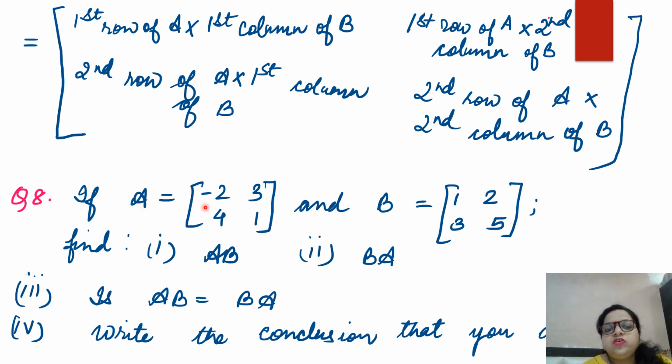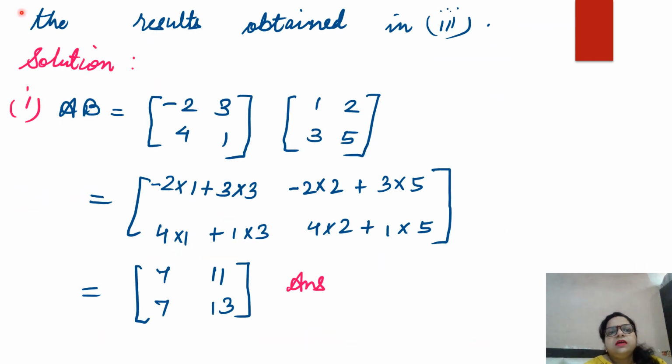If A is equal to [minus 2, 3; 4, 1] and B is equal to [1, 2; 3, 5], find first AB, second BA. Now the third part of the question is: is AB equal to BA? Write the conclusion that you get, that is, write down the results obtained in 3.